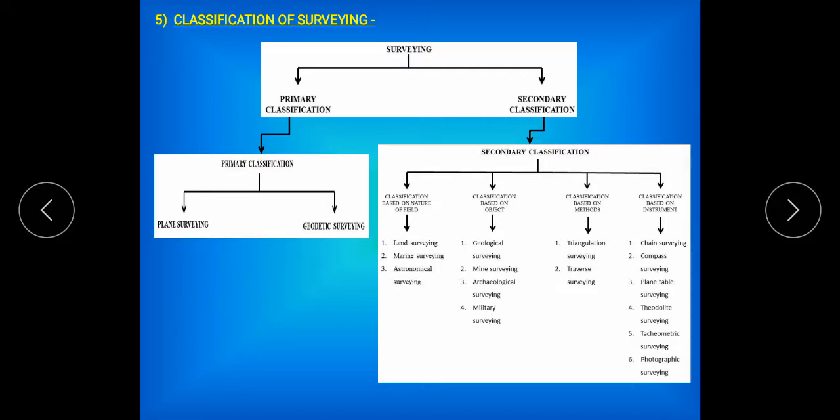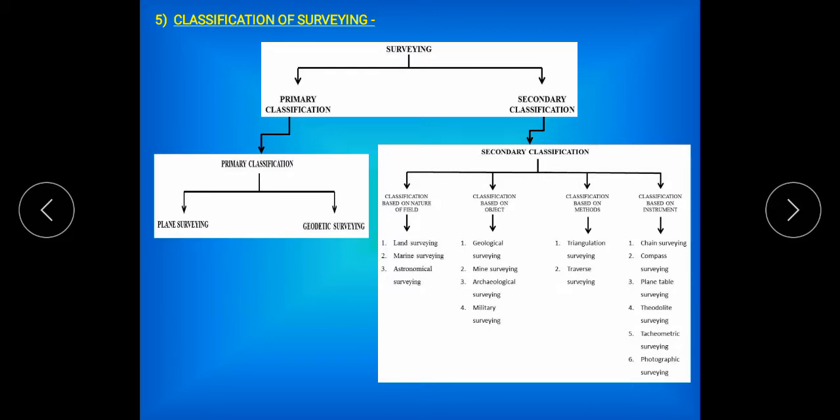Next, the fourth subtype, classification based on instrument. There are many instruments we use in surveying, of which there are six types. The first is chain surveying. When we use a chain for surveying, this is chain surveying, and we study it in the second topic. The second type is compass surveying. The prismatic compass, a type of compass, is used for surveying, and we study compass surveying in the third topic of the basic surveying subject.